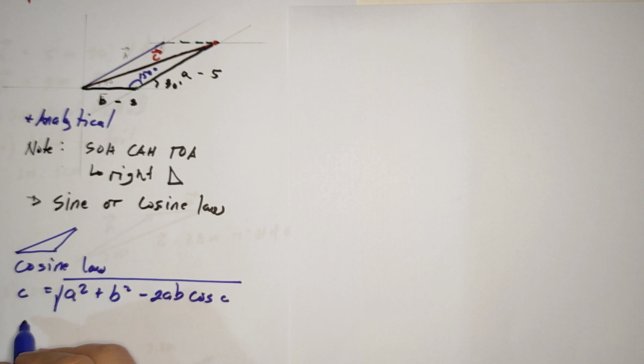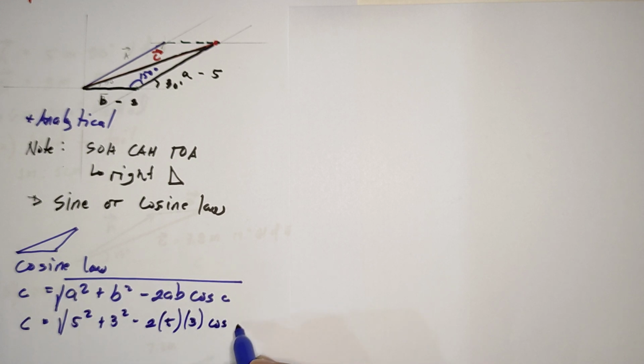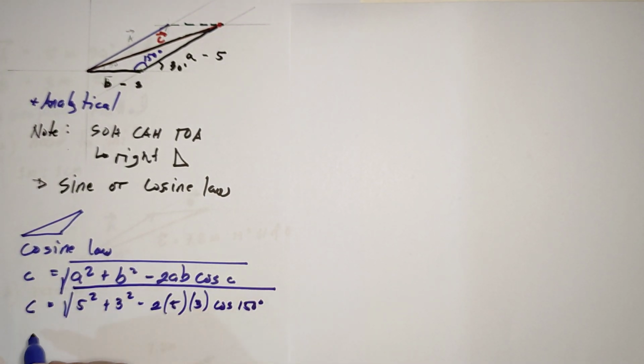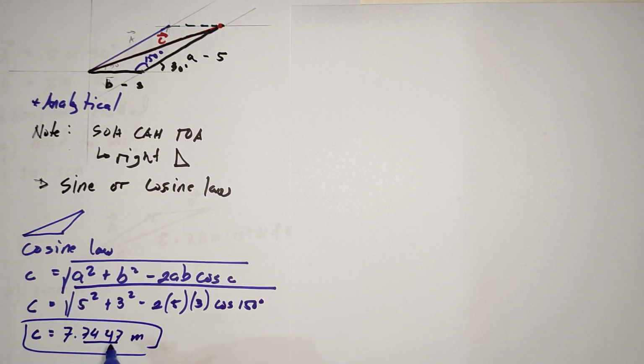So c is the square root of 5 squared plus 3 squared minus 2 times 5 times 3 cosine 150. By the way, you must make sure that your calculator is set into degrees, not radians. Then if you calculate it, you will find that this is 7.7447 meters. Four decimal places in our class.